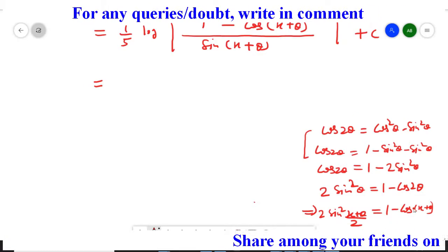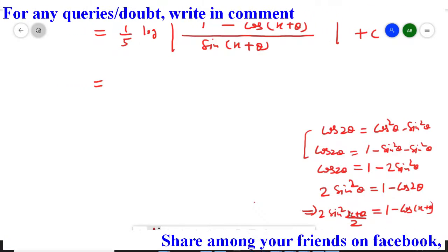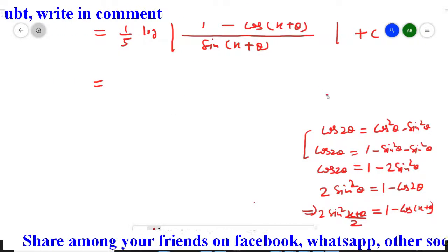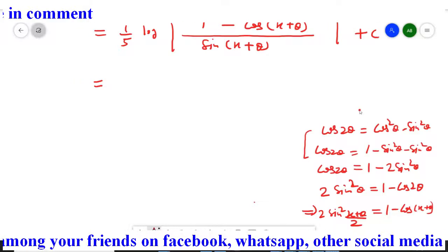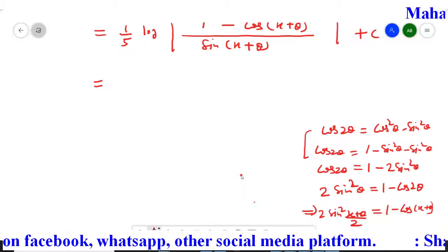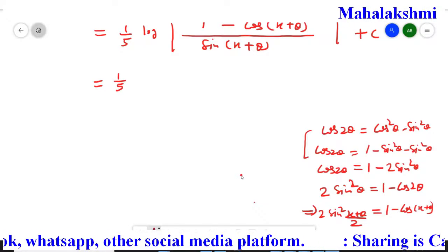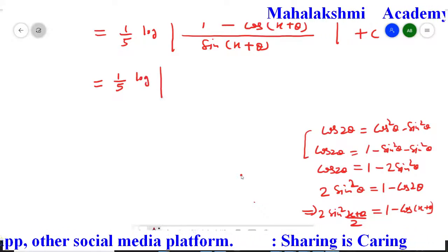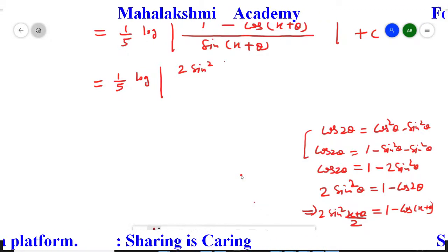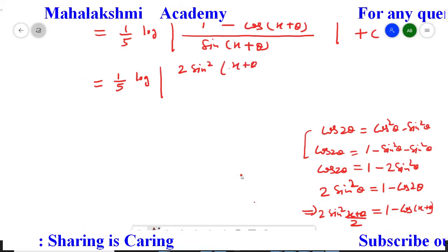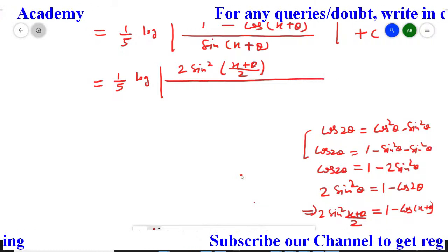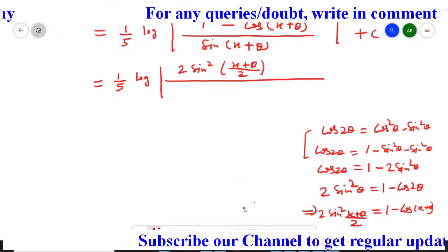So 1 minus cos(x + theta) has the value 2 sin²((x + theta)/2). So that we have to replace here. How did I achieve this? Because of this formula. So I will replace it first here, then I will explain the denominator. Log mod 2 sin²((x + theta)/2), then the whole divided by, now this sin(x + theta) also we have to change.